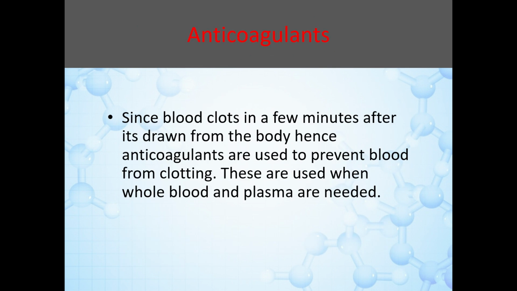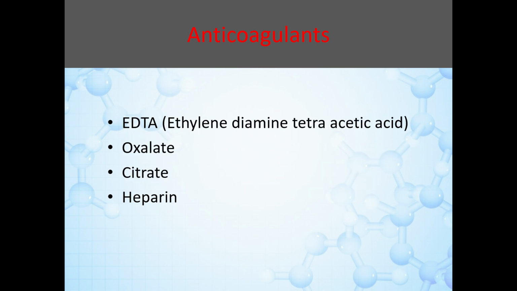Now let's discuss some anticoagulants. Since blood clots in a few minutes after it's drawn from the body, anticoagulants are needed to prevent the blood from clotting. And they're used when whole blood and plasma are needed for testing. So there are certain anticoagulants: EDTA, ethylenediaminetetraacetic acid, oxalate, citrate, and heparin. These are the most commonly used anticoagulants.